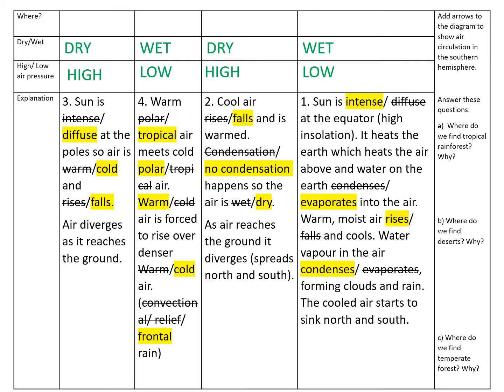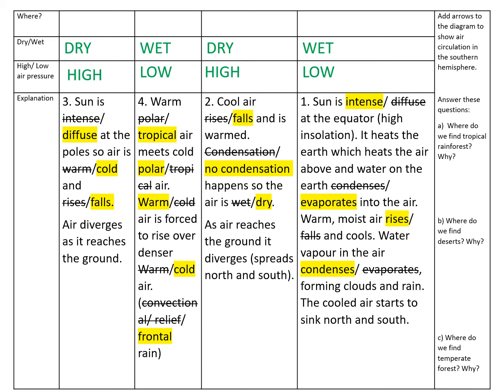Let's check our answers. So over the equator, the air is wet and air pressure is low. So what's happening? Sun is intense at the equator. That means high insolation. It heats the earth, which heats the air above, and water on the earth evaporates into the air. Warm, moist air rises and cools. Water vapor in the air condenses, forming clouds and rain, and the cooled air starts to sink north and south.